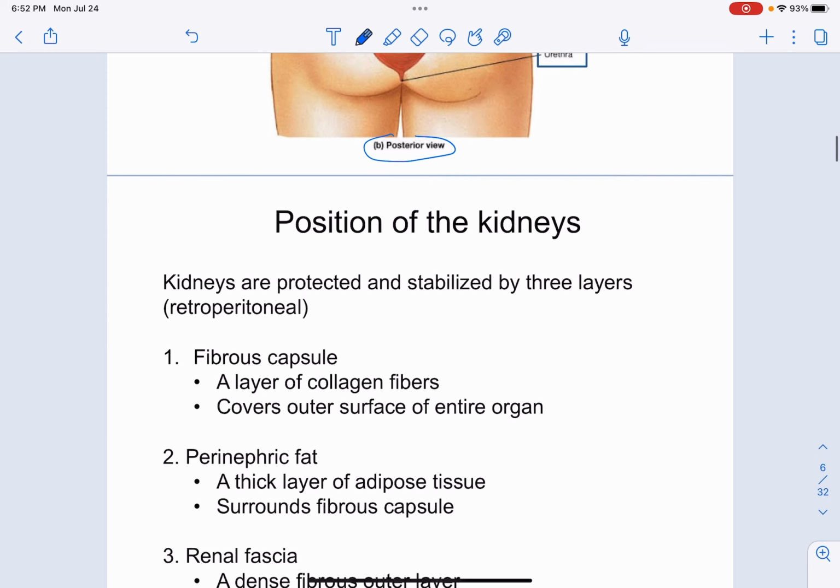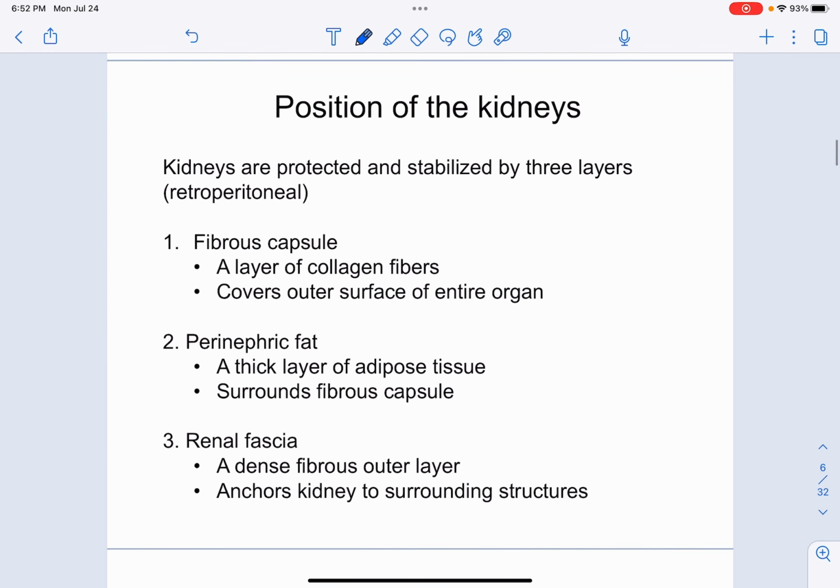So let's talk about how the kidneys are stabilized. As a reminder, the kidneys are retroperitoneal. So they're actually sitting behind the peritoneal cavity. And they're stabilized by three layers. I have a really nice picture that shows you this. There's a fibrous capsule that surrounds the kidney. And this is made up of collagen fibers. So this is going to give the kidneys some nice structure and protect them. It's going to cover the entire outer surface of the kidneys. There's also a layer of perinephric fat.